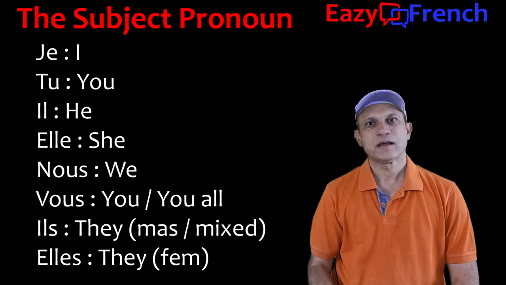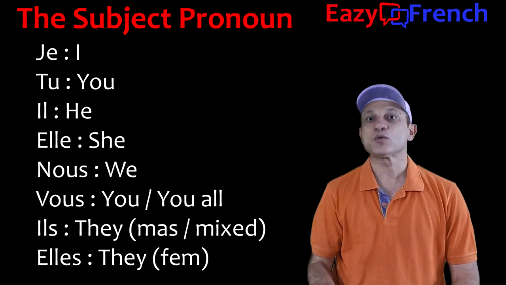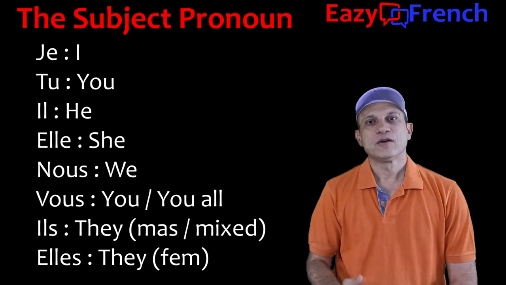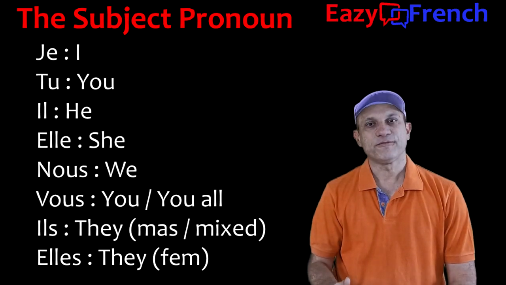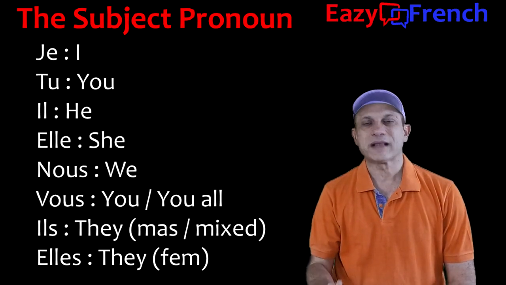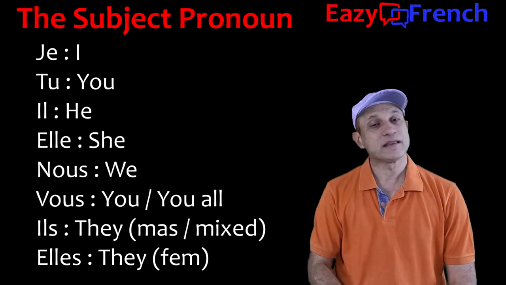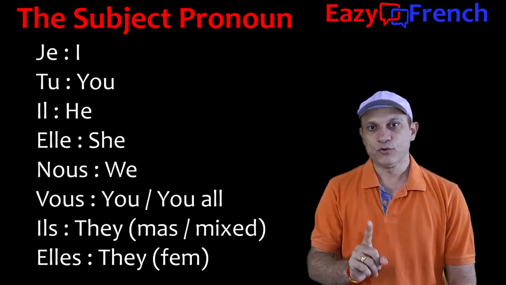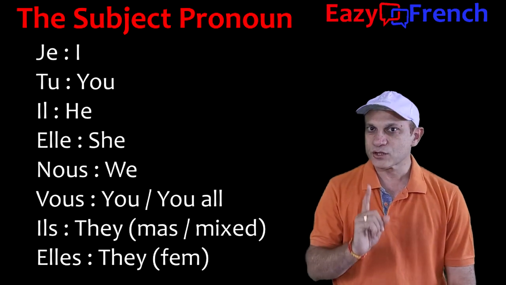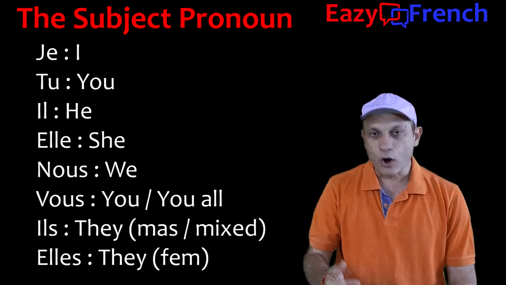Nous, and that means we. Vous, and that means you. And that's a formal way of saying, and there are two meanings of this. Vous, either we can use it for only a singular one, that is you, or you all.